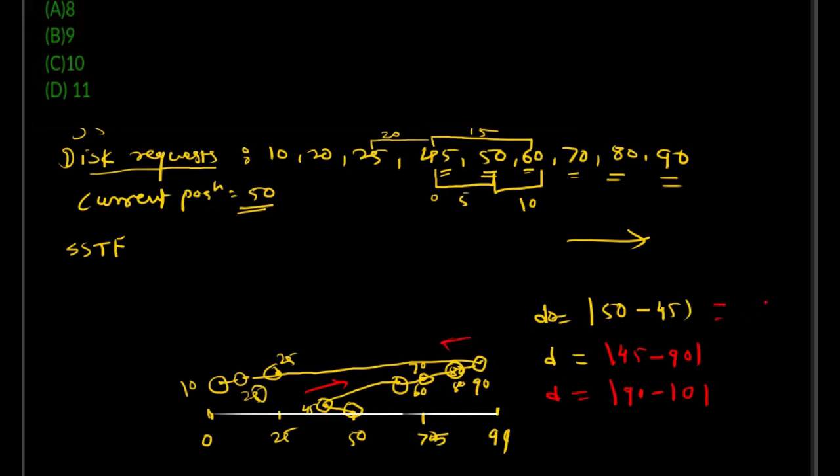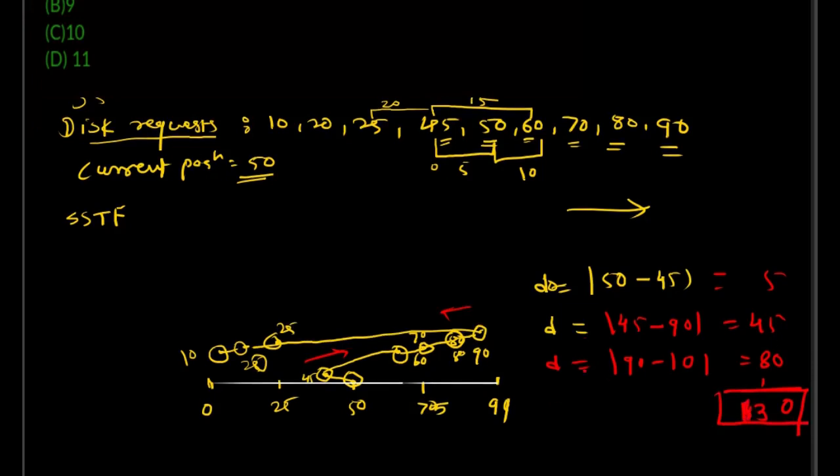50 minus 45 is 5, 45 minus 90 is 45 absolute difference, 90 minus 10 is 80. So this one is 5 plus 5, 10, carry 1, 8, 4, 12, 13. Distance by using SSTF we have calculated as 130. Distance we have calculated is 130.